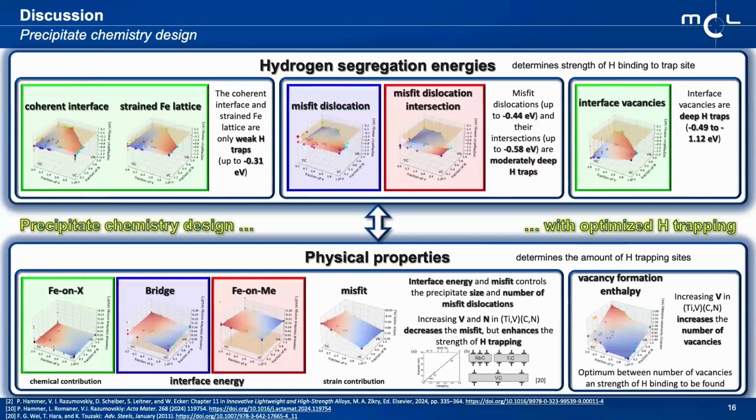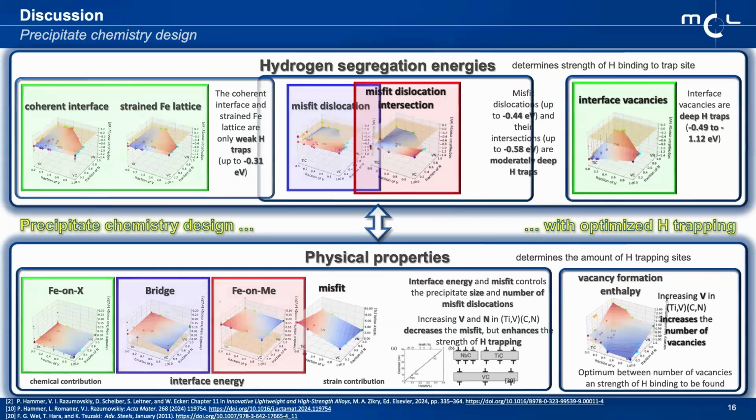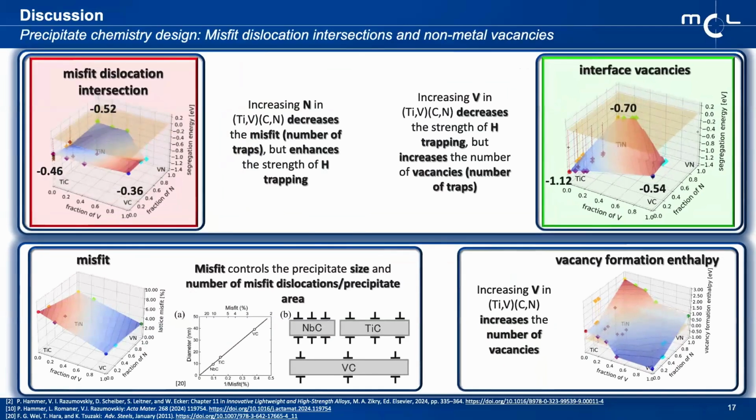So having said all that, how can we now use and combine that? We have hydrogen segregation energies as a function of chemical composition, and they determine the strength of hydrogen binding to a trap site. And we have physical properties which determine how many of these trap sites there are. And so we can now do a precipitate chemistry design to optimize our hydrogen trapping ability.